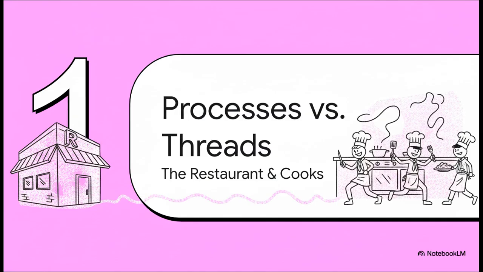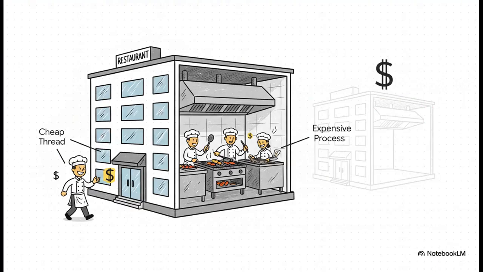Okay, so to really get this, we've got to nail down two super important terms, processes and threads. And in our little story, this is basically the difference between the entire restaurant and the individual cooks who are working inside of it. Let's imagine the entire restaurant is a process. It's its own building with its own kitchen, its own power, its own everything. It doesn't share anything with the restaurant next door. And as you can guess, building a whole new restaurant is really expensive and takes a ton of time.